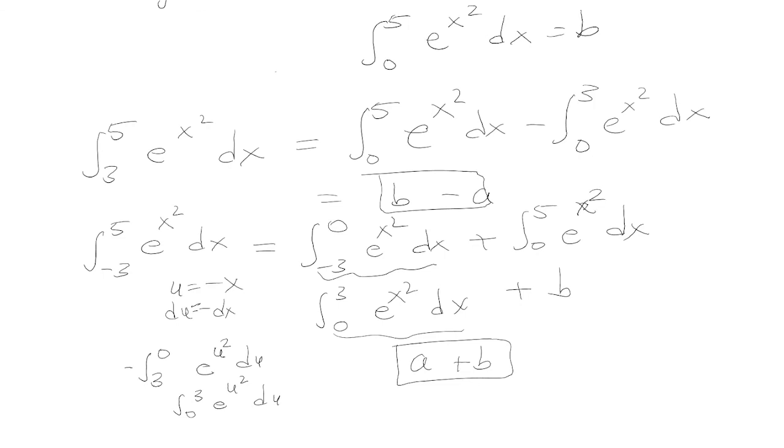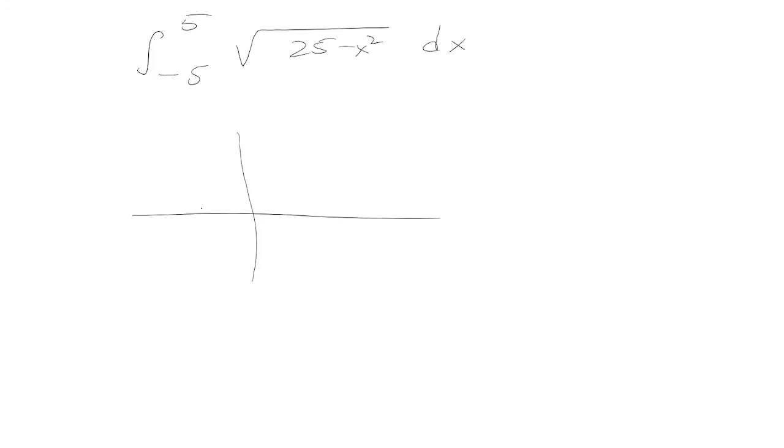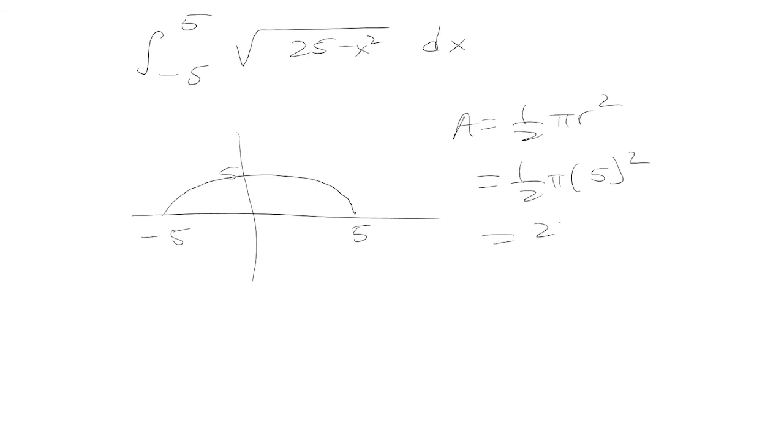Now, finally, we want to evaluate the integral from negative 5 to 5 of the square root of 25 minus x squared by interpreting it in terms of areas. So this is a semicircle with radius 5. So the area is going to be 1/2 pi r squared. The radius is 5. So this is just going to be 25 pi over 2.